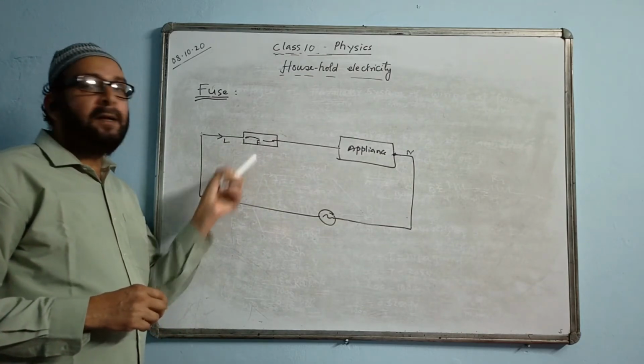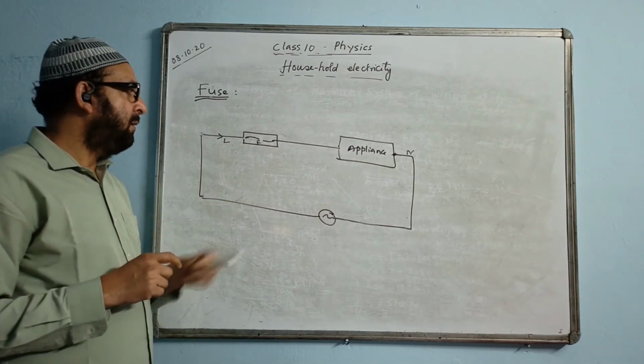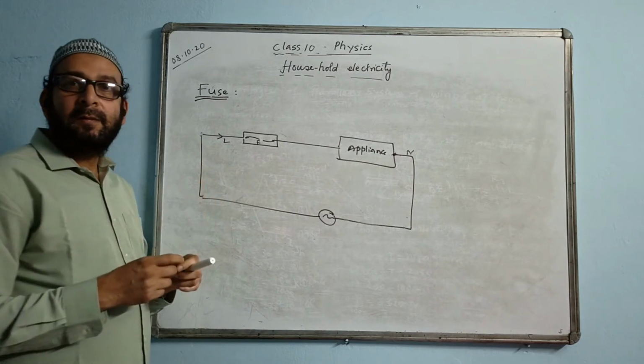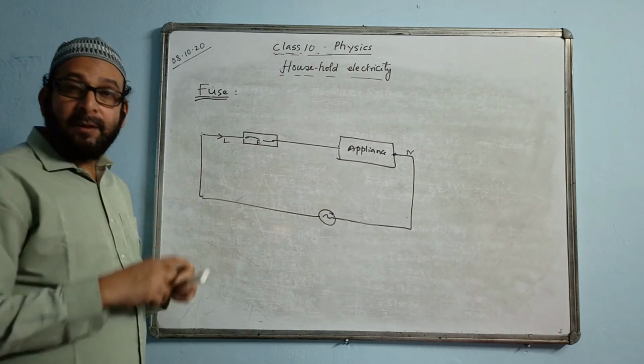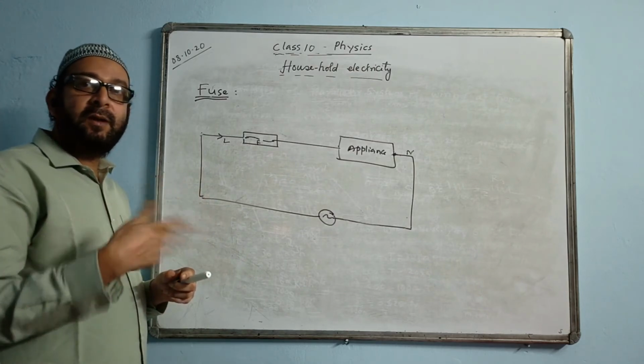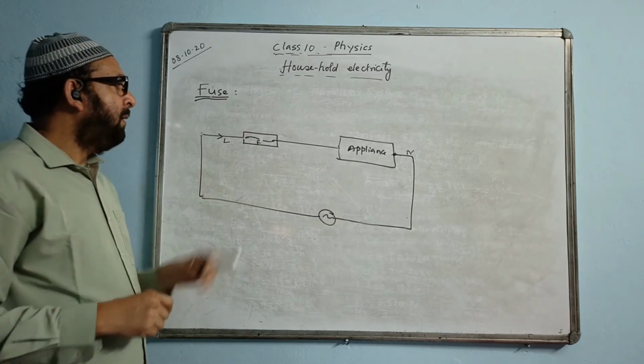Then immediately you will be writing it works on the heating property of current, because it gets heated up, because current has got heating property, it has got magnetic property also. There are different properties of current, so here we are making use of the heating property of current.